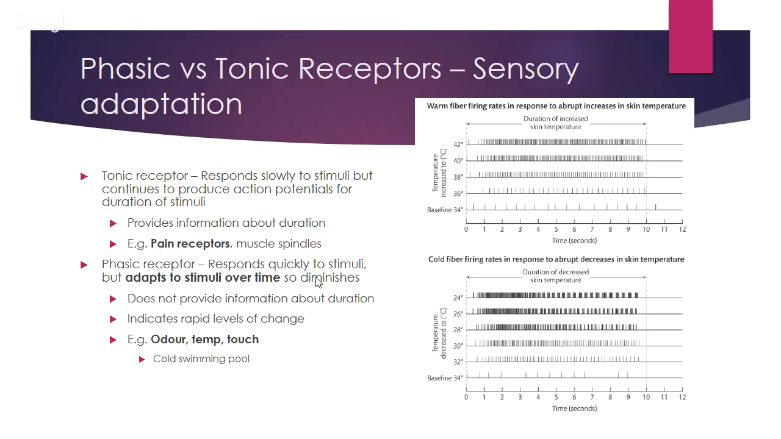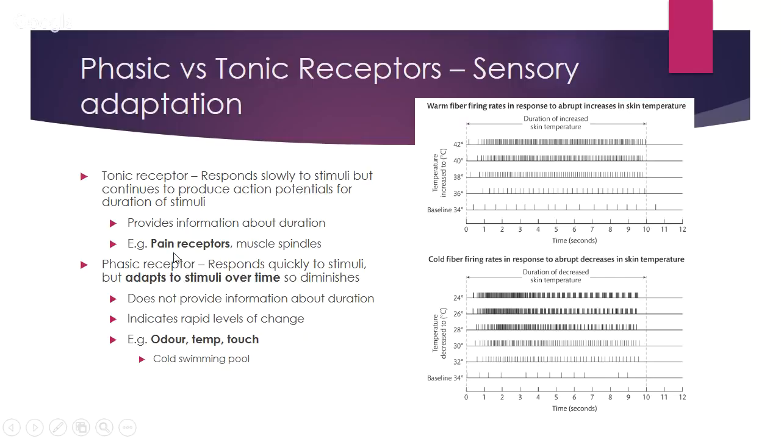It's just stuff that you guys covered. Phasic and tonic receptors, the only real important thing to note here is that with tonic receptors, you get information about duration, because they're receptors that respond slowly to stimuli, but they stay activated the whole time that you encounter that stimuli. So this is things like pain receptors and also muscle spindles.